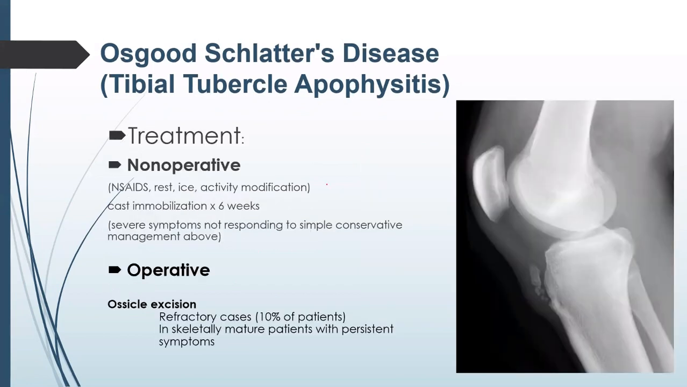Usually, the treatment is non-operative with non-steroidal anti-inflammatory medication and activity modification. If the patient has severe symptoms not responding to conservative management, we can do cast immobilization for 6 weeks. This cast immobilization will decrease the strength of the quadriceps muscles, so it is very useful in patients with severe symptoms. Rarely we can do operative treatment, for the area of the ossicle in a skeletally mature patient. It will bother the patient when he kneels.